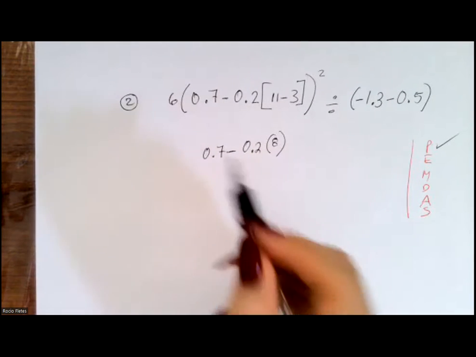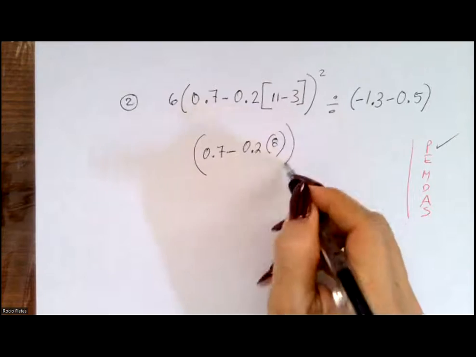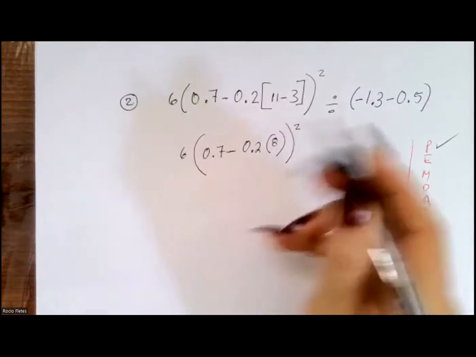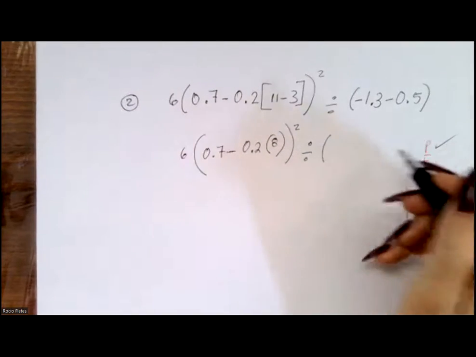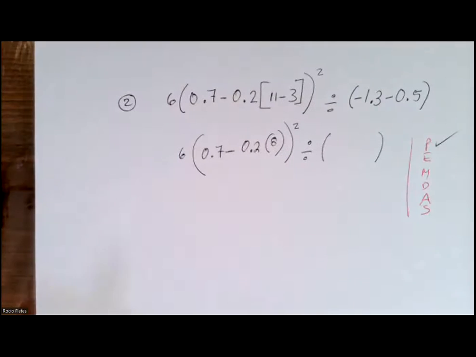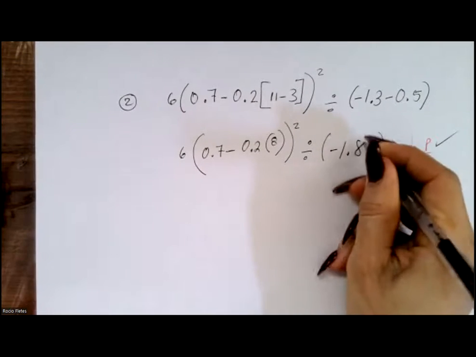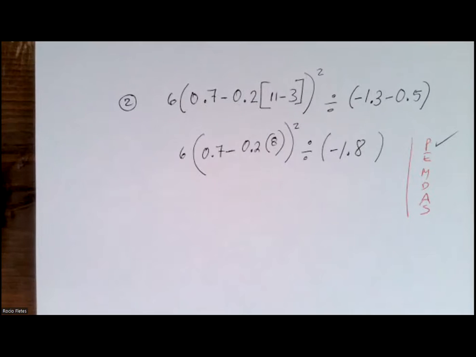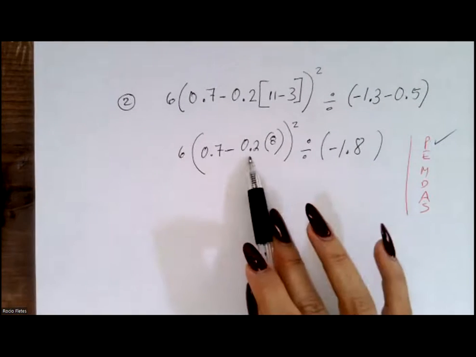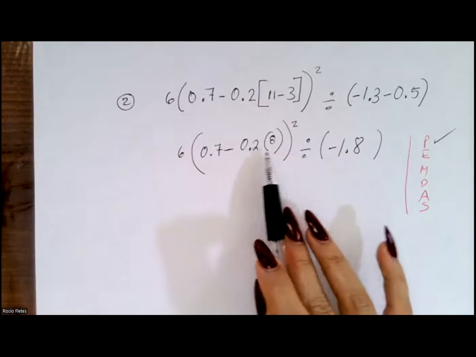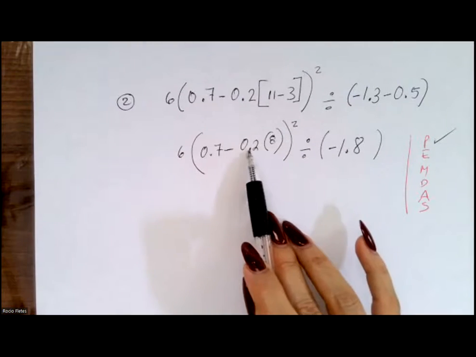I'll bring that down, everything, and then everything's in a parentheses still, raised to the second power, divided by, you can take care of this parentheses also. So you have a negative 1.3 minus 0.5 gives you a negative 1.8. So I can just write that. Okay, parentheses. Now, you're still working inside this parentheses. The next operation you're working inside this parentheses is to multiply, right?